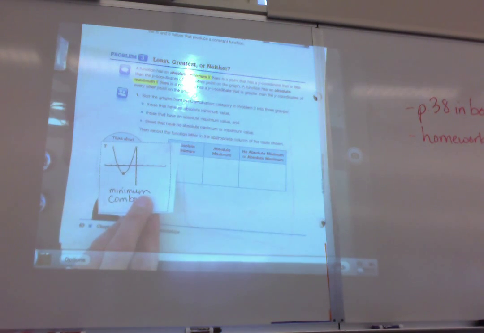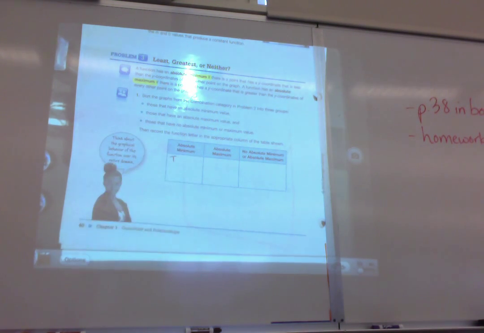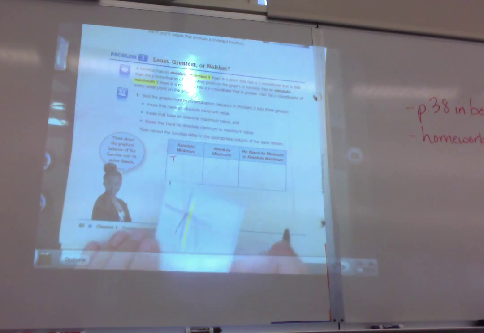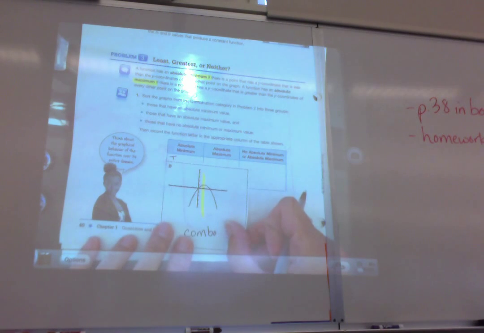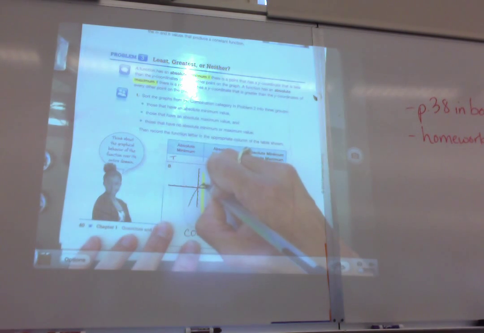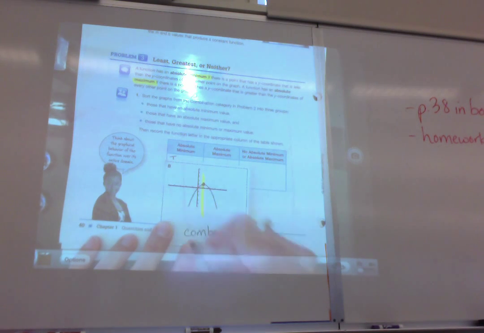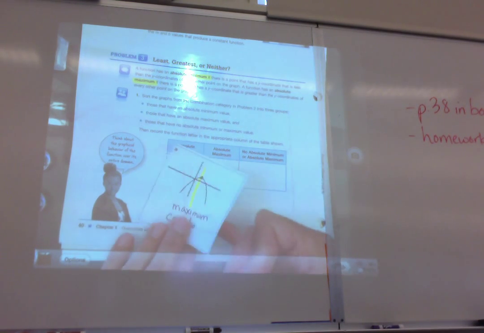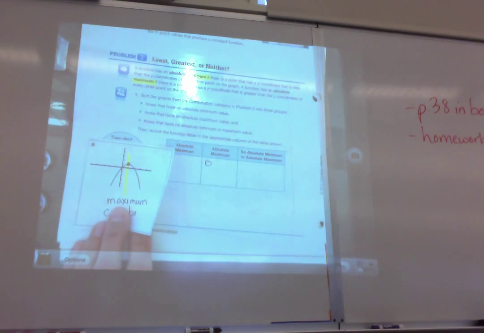Does somebody see a shape that has a maximum? Yeah, B. Take a look at B. B has a maximum. It has a point that's higher than everything else. I'm going to write maximum on B, and I'm going to put B in this box.